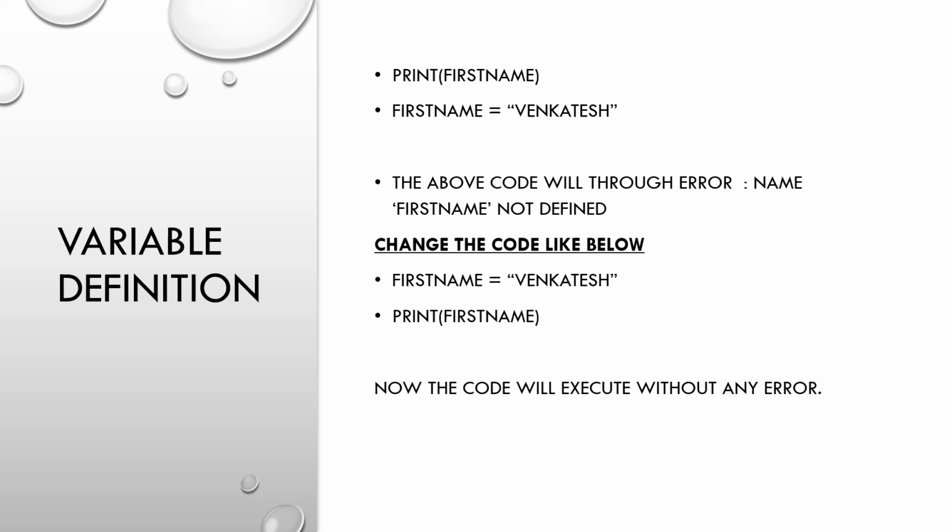The right way is to define the variable first name, and then assign it. Then you can use that variable in your program. If you want to print it, you can print it, or if you want to concatenate first name with last name, you can do it. So it's highly recommended to follow the series of execution and then use the variables appropriately.